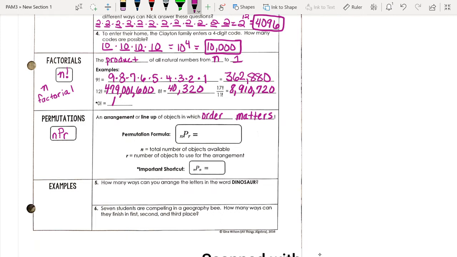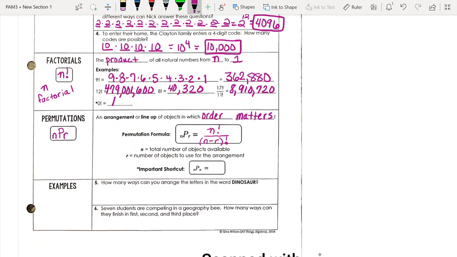Okay, we have a formula that allows us to find out how many ways we can arrange items if order matters. All right, our formula is n factorial over, in parentheses, n minus r, close your parentheses, factorial. All right, n is the total number of objects available, and r is the number of objects you're going to use for the arrangement. Okay, and we're going to leave that important shortcut empty for right now.